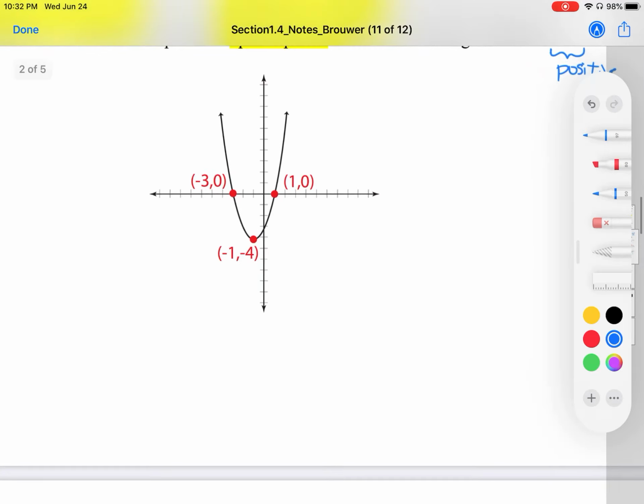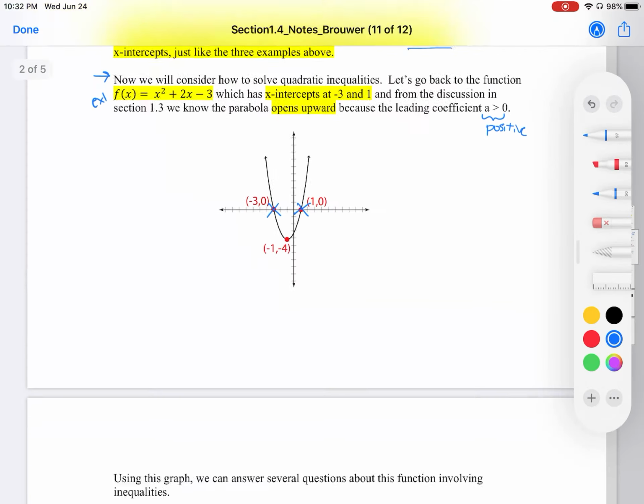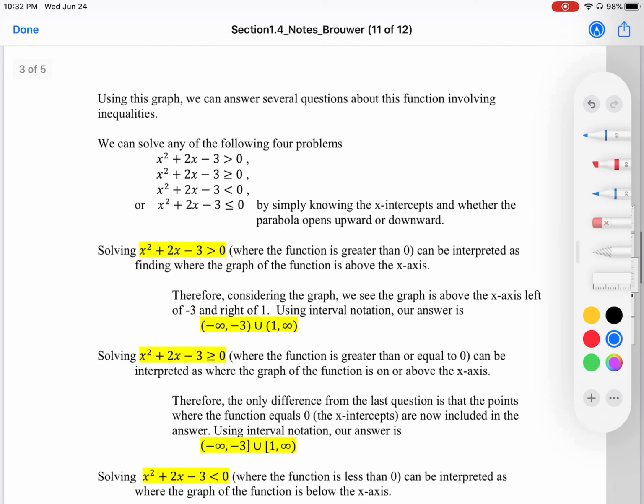Right, and we did a quick sketch. This is much nicer. It points out the vertex, but again, we were just focusing on the x-intercepts. Using this graph, we can answer several questions about this function involving inequalities. We can solve the following 4 problems. And this is what this section is about, working with these inequalities.